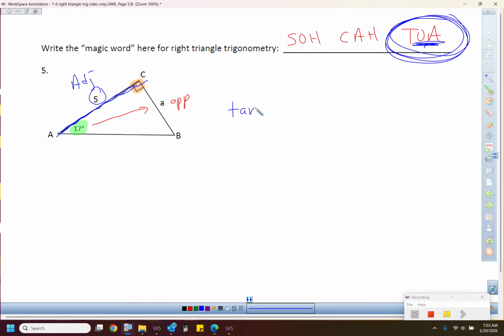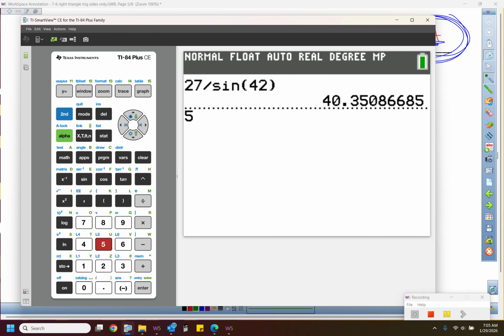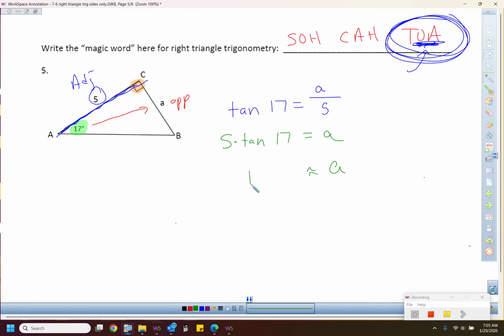It's the tangent. The tangent of 17 is going to equal either A over 5 or 5 over A. How do I know which one? It's the order that these are in. The first one is on top, opposite, and the bottom one is the adjacent in that case. So to solve for A, love this. All I got to do is get rid of the divide by 5 by multiplying by 5. 5 tangents of 17 will equal A, and we'll go punch that in. 5 times the tangent of 17, and it'll give me about 1.5. A is about 1.5.